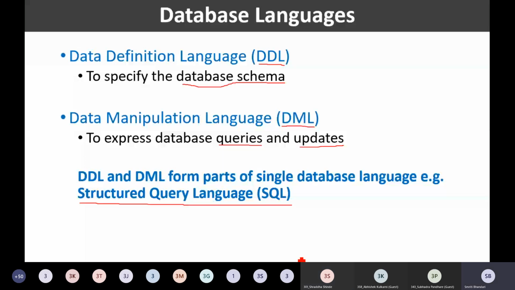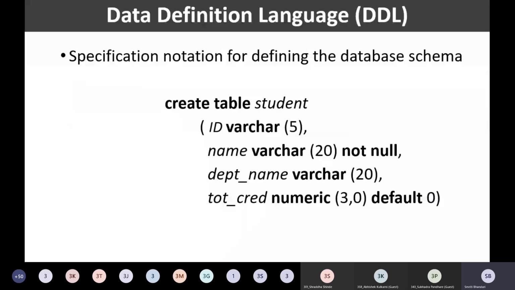Okay, good. So let us proceed. Both of these languages, DDL and DML, are combined together and we name it structured query language, SQL. So SQL has these two parts, DDL and DML. Okay, so let's proceed now with one example of a data definition language statement.